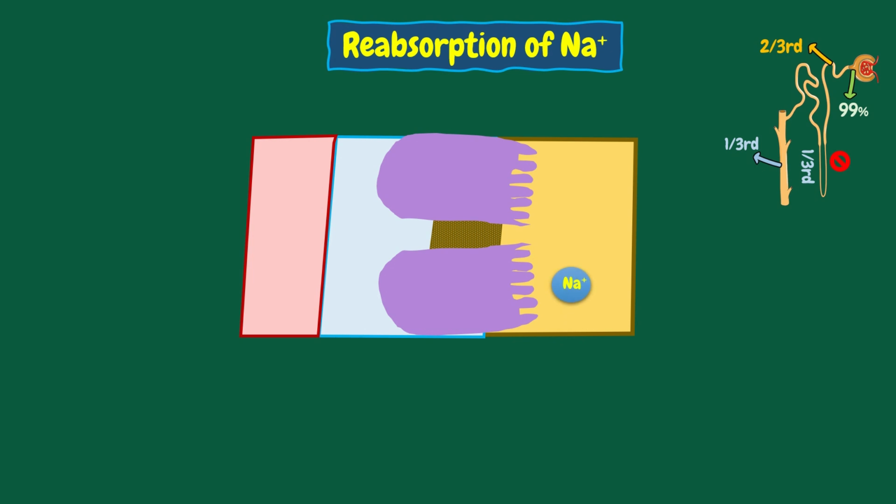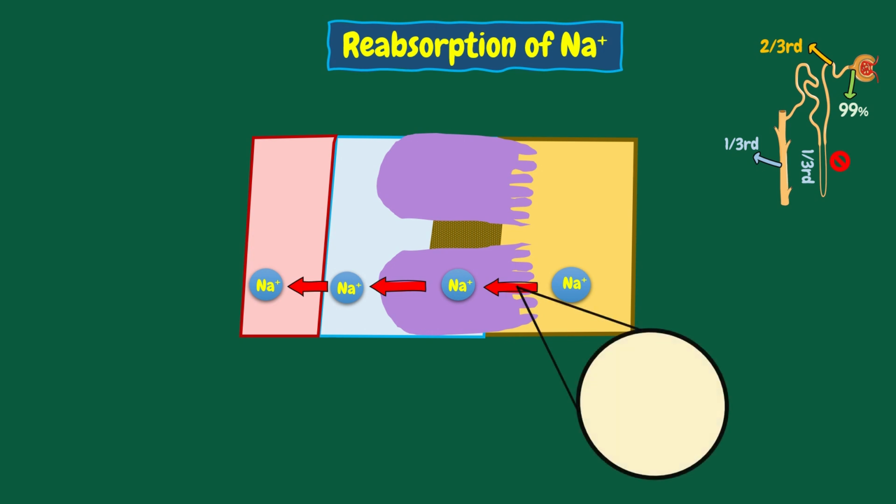First step is the transport from lumen of renal tubules into the tubular epithelial cells. Second step is the transport from tubular cells into the interstitial fluid, while third step is the transport from interstitial fluid to the blood. Now let's discuss these steps in detail. Transport from lumen of renal tubules into the tubular epithelial cells means active reabsorption of sodium ions from lumen into the tubular cells occurs by 2 ways.